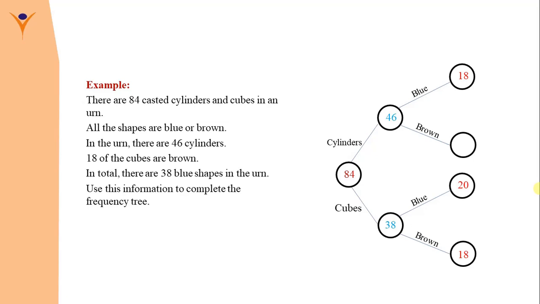So easily we can go ahead and obtain the number of brown cylinders that we have. We subtract 18 from 46. If we do that, it gives us 28. So you see again how easy and straightforward this is.